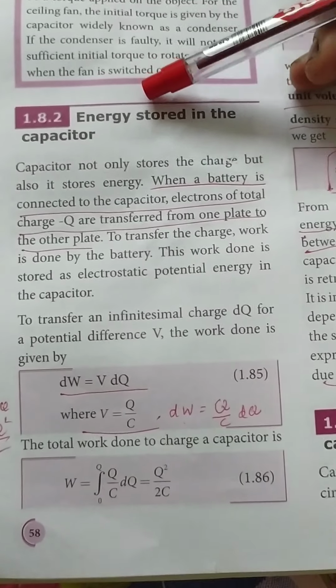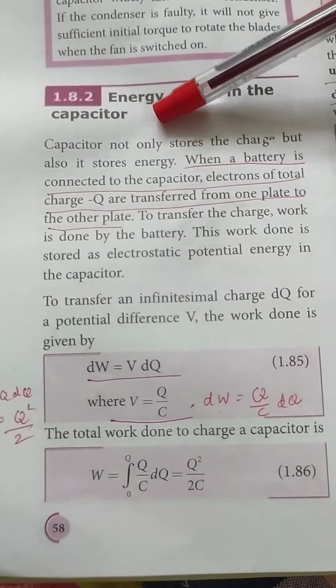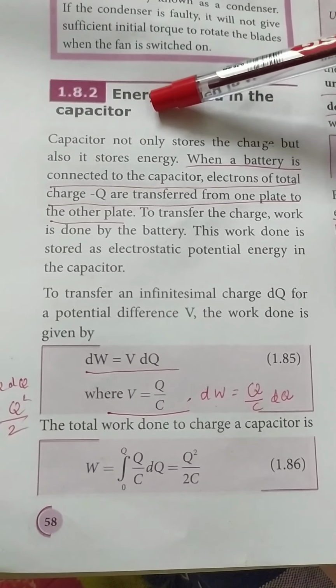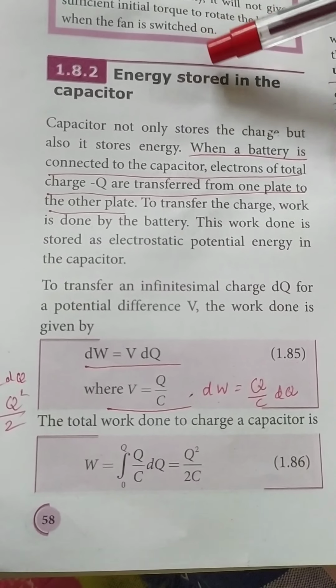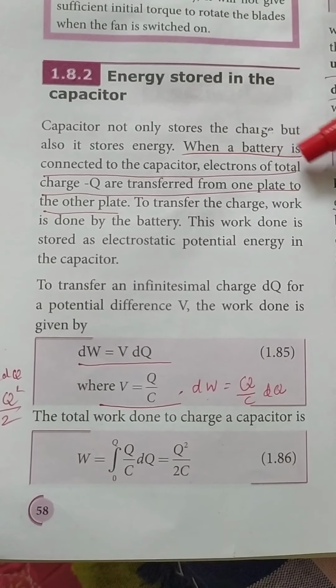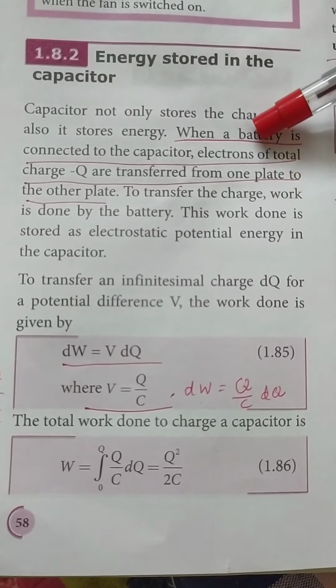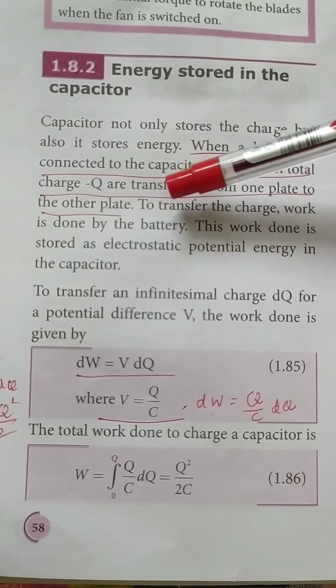Hi students, today we are going to see about energy stored in the capacitor. You know, capacitor is a device used to store charge and also energy, and now we are going to derive an expression for energy. So when a battery is connected to the capacitor, electrons of total charge minus Q are transferred from one plate to the other plate.